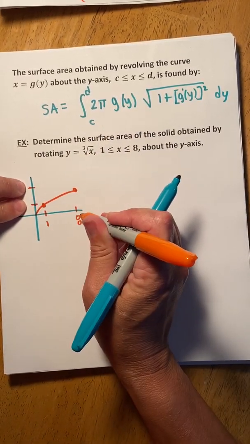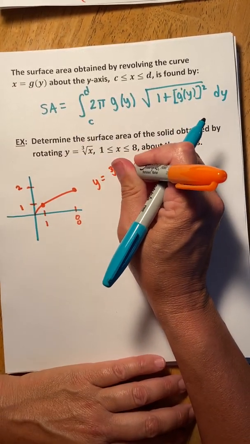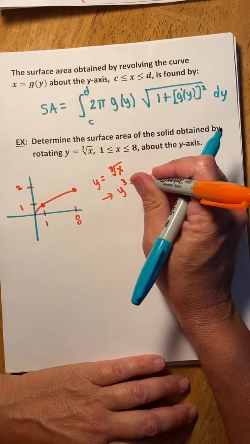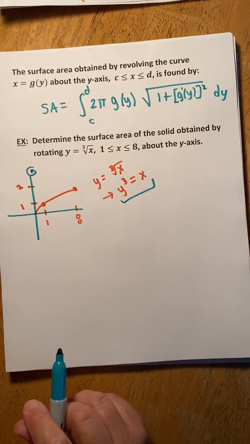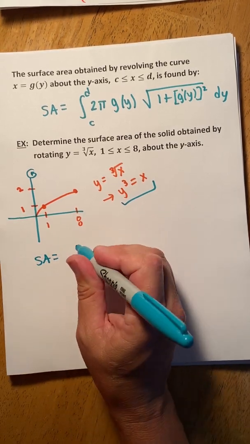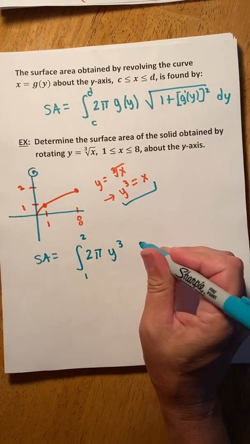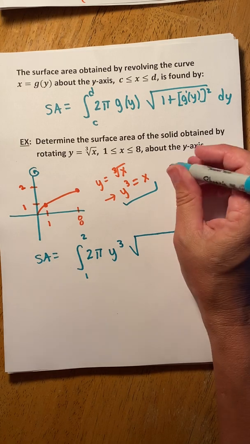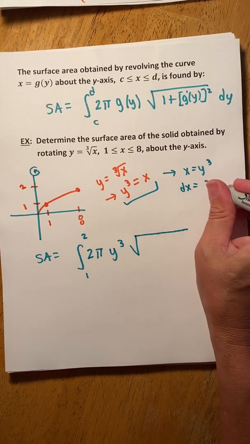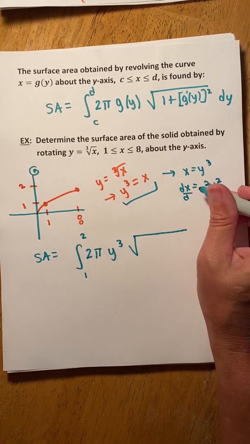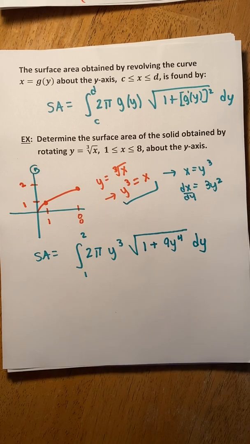So going from 1 to 8 on the x-axis is equivalent to going from 1 to 2 on the y-axis, and we have y equals the cube root of x. So in turn, that's telling me that y cubed is equal to x. So this is what we're going to use because we're rotating it about the y-axis. And the surface area is going to be found by, we're going to go from 1 to 2 pi y cubed square root of, oh, we got to take the derivative. So x equals y cubed, dx is equal to 3y squared, right? And then we're going to square it. So it's going to be 1 plus 9y to the 4th under here.